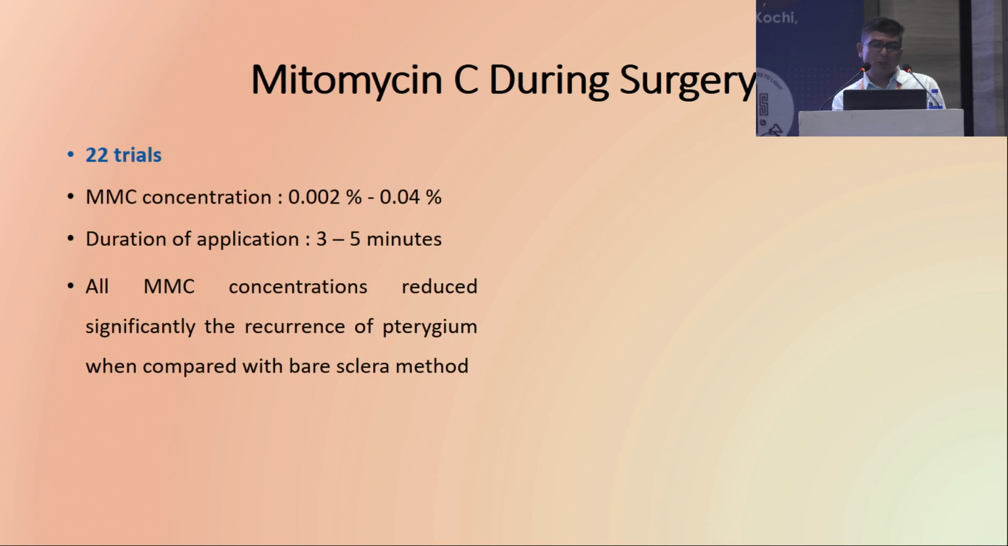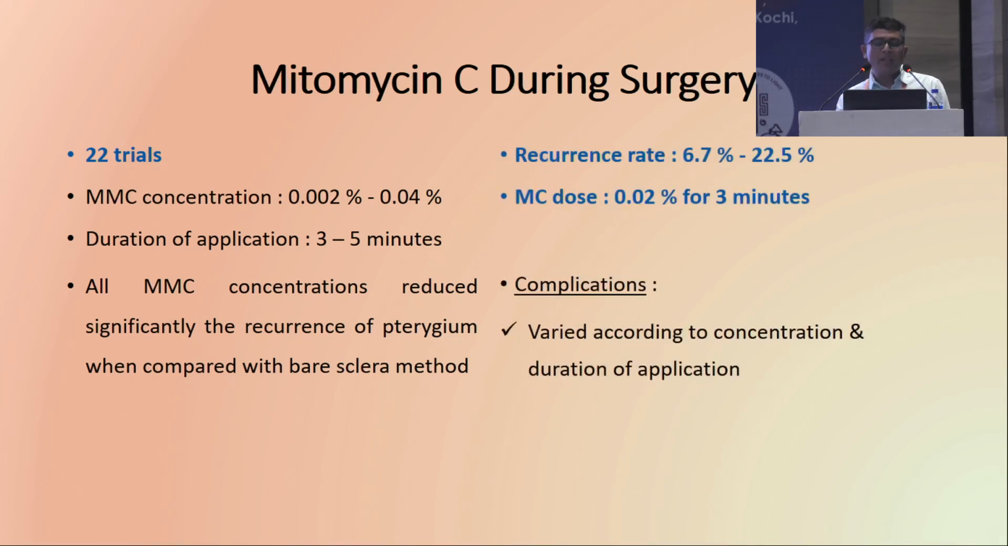And per-operative use of mitomycin C, varying concentrations were used, from 0.002% to 0.4%, and the duration of application was 3 to 5 minutes. All MMC concentrations were able to reduce the recurrence rate post-operatively significantly when compared to the bare sclera method. The recurrence rate reported was 7 to 22%. The most common dose used was 0.02% for 3-minute application over the conjunctiva, followed by copious irrigation of the area.